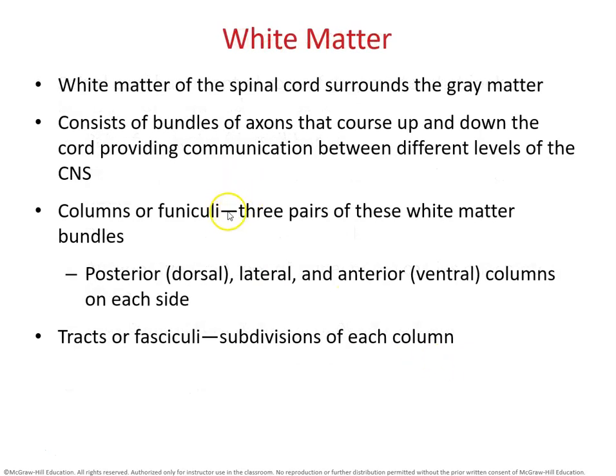And a little bit more information about the white matter. Remember, the white matter is highly myelinated. It's very good for conducting signals very quickly. It's made up of columns that are made up of 3 pairs. So we have the dorsal, the lateral, and the anterior columns on each side. So 2 of these, 2 of these, and 2 of these. And then subdivisions or tracts of each column.